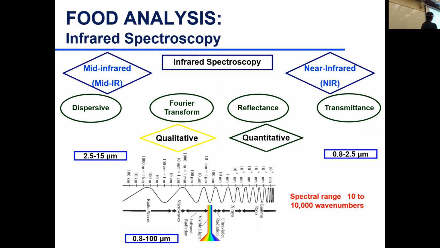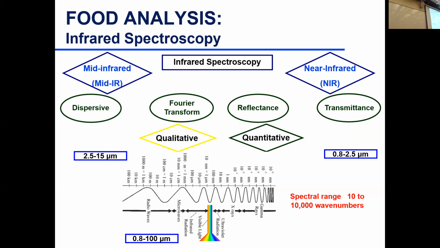So in infrared spectroscopy, there are two zones where we do measurement. The near infrared, which is close to the red, has a wavelength between 0.8 and 2.5 micrometers. And then there is the mid-range, which carries less energy and has a longer wavelength, 2.5 to 15 micrometers.